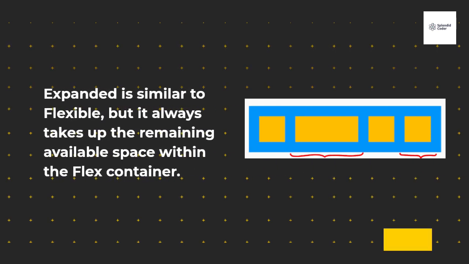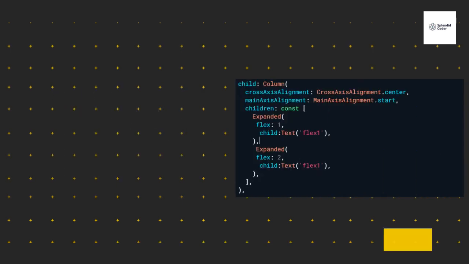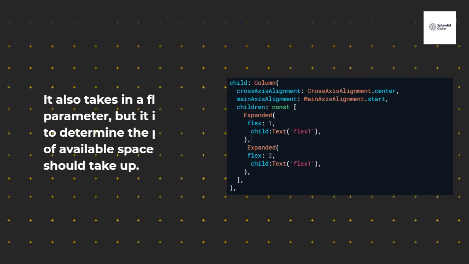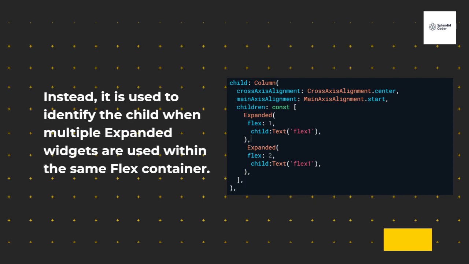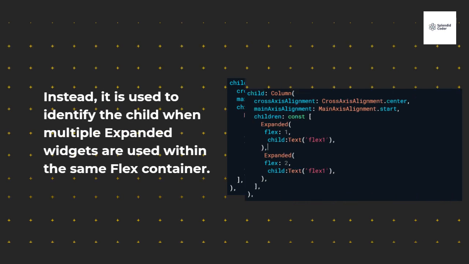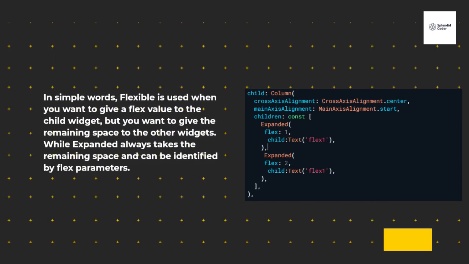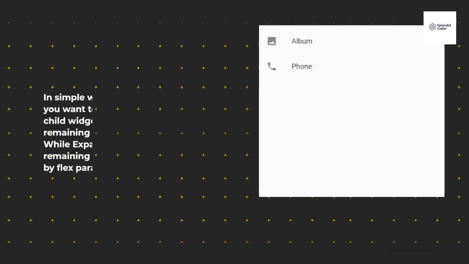Expanded is similar to Flexible, but it always takes up the remaining available space within the Flex container. It also takes in a flex parameter, but it is not used to determine the proportion of available space the child should take up. Instead, it is used to identify the child when multiple Expanded widgets are used within the same Flex container. In simple words, Flexible is used when you want to give a flex value to the child widget, but you want to give the remaining space to the other widgets, while Expanded always takes the remaining space and can be identified by flex parameters.